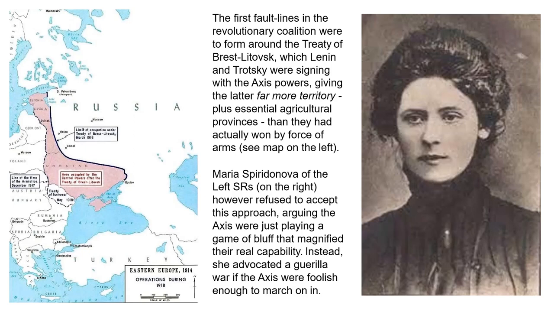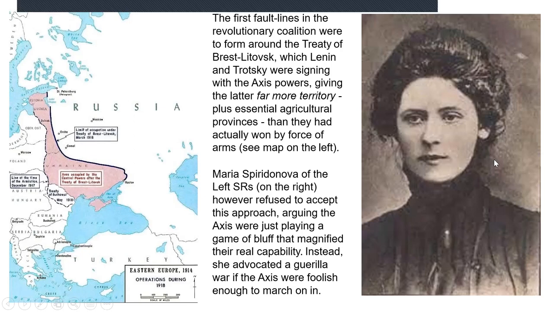There is a constituent assembly. Elections are held, which was something originally agreed under the provisional government, but had never taken place. It takes place in the first few months of 1918. And the left SRs come out very strongly in it. That's because Russia is overwhelmingly still an agricultural country.